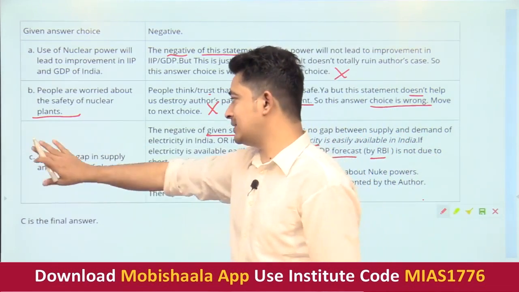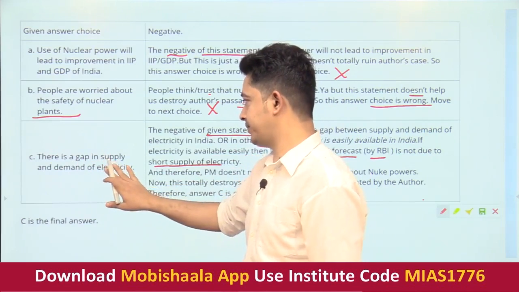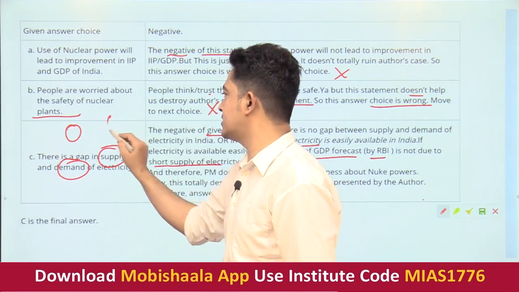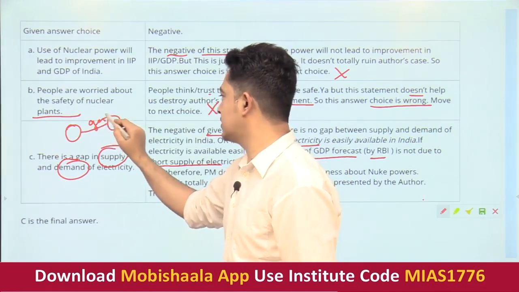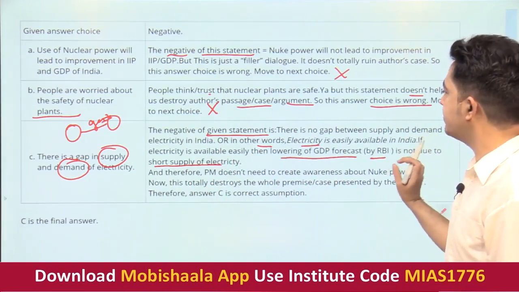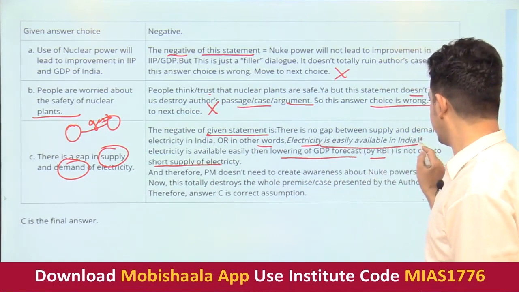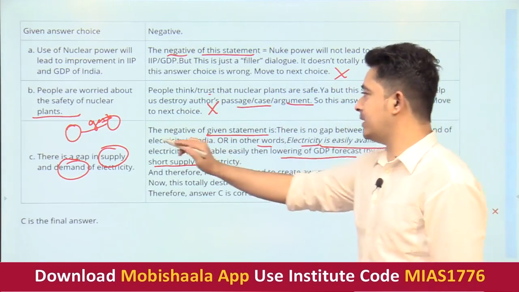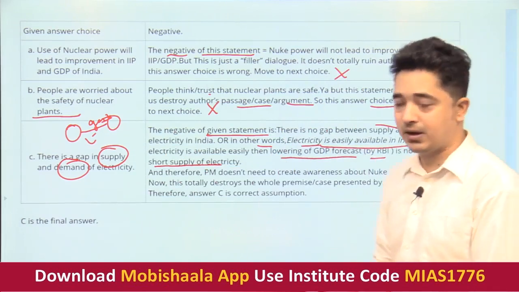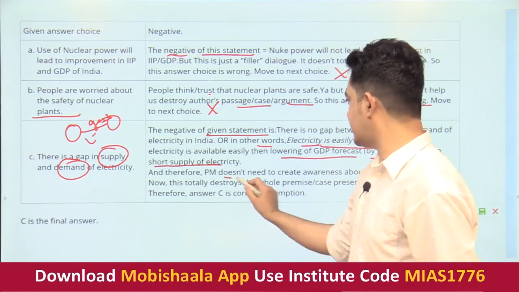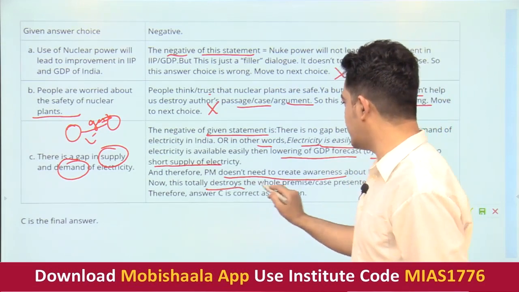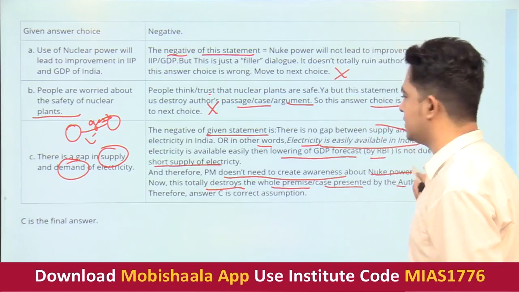Here the option is that there is a gap in supply and demand of electricity. Obviously, there is a supply and demand gap. Here is the supply, here is the demand, so there is a gap. Now the negative statement is that there is no gap in supply and demand, so electricity is easily available in India. Then the lowering of GDP forecast by the RBI is not due to that, and therefore the PM does not need to create awareness about nuclear power. Now this totally destroys the whole premise or case presented by the author.